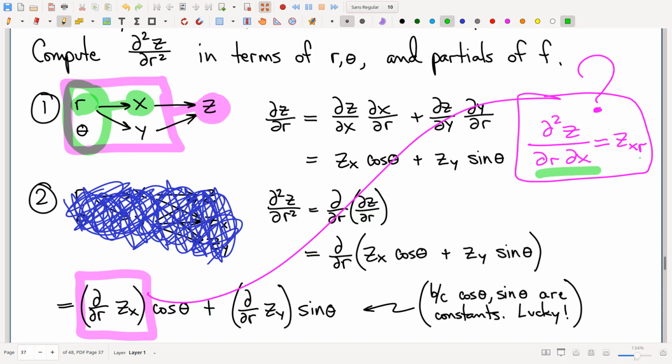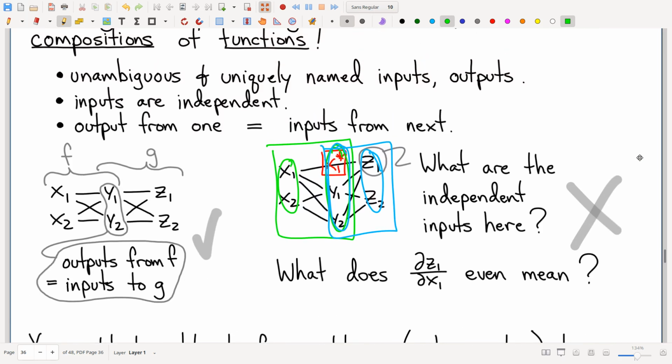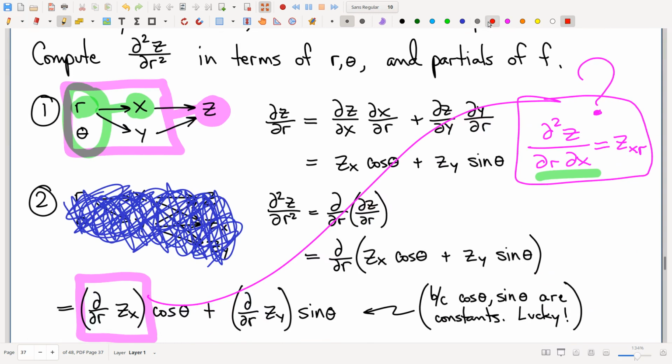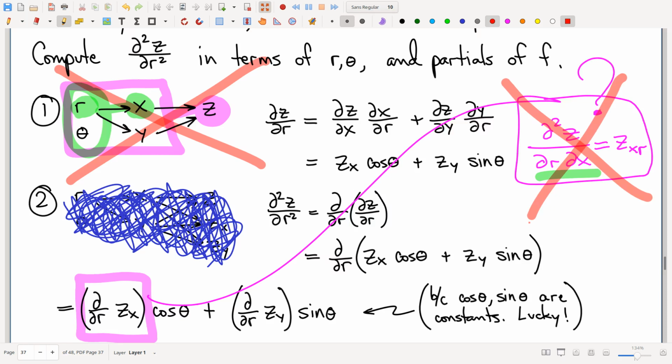I don't know what that means. That's not a thing, right? That's one of our rules back here, that the input variables have to be independent of each other. So this is just wrong, and let me put a big X. You cannot interpret z as a function of four independent input variables because they are not independent. So this is garbage. Is everybody clear on that? You just cannot do that.